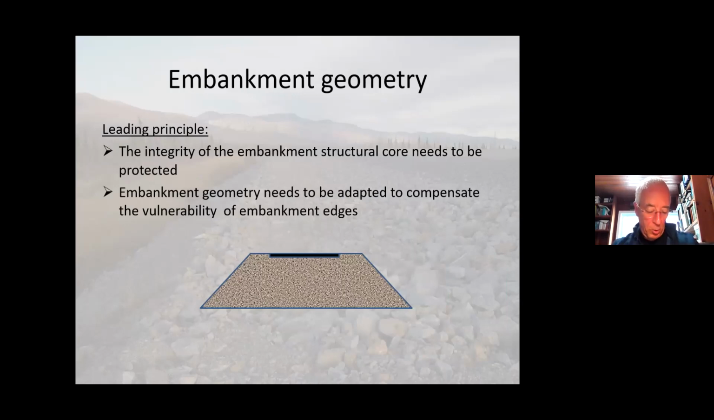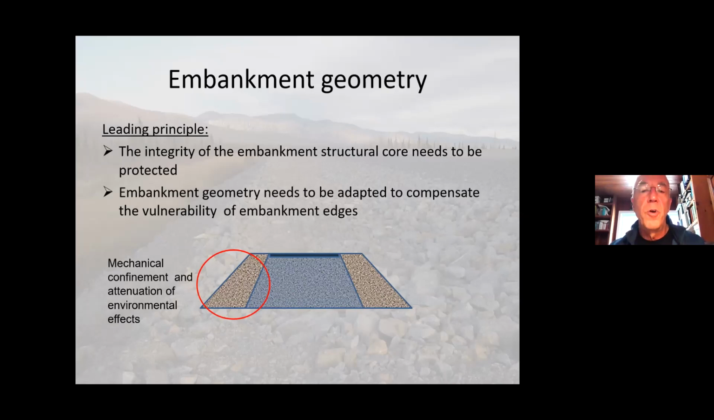Geometry can be adapted to cope with different type of problem. The idea when you're adjusting the geometry is you have to keep in mind that you need to protect the structural core of the embankment. So the structural core is the zone that supports the load, and that need to be structurally sound. The side of your embankment, the shoulder of the embankment, will assure mechanical confinement and also mitigate environmental effect. So since there's lots of problem occurring near the shoulder of the embankment, there might be good reason to have a wider zone to avoid the problem to affect the structural core.